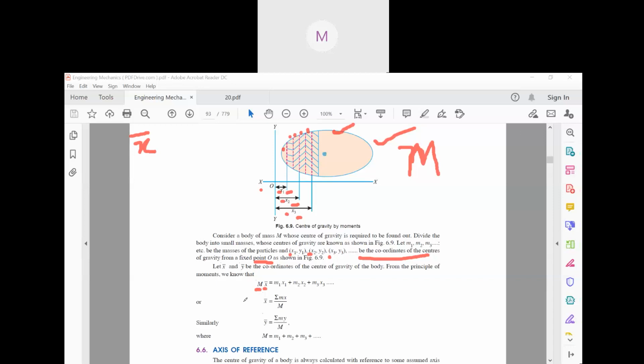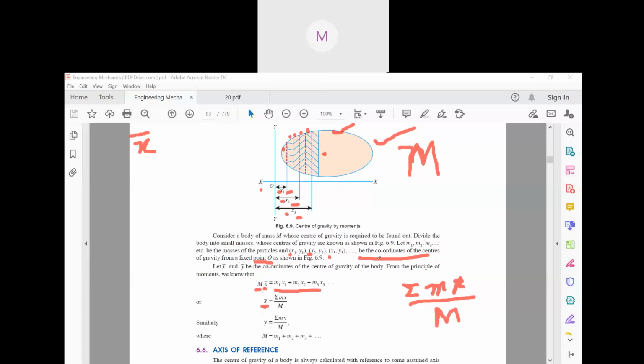Now we can write what? This m1 x1, m2 x2, m3 x3 means sigma, which means summation, right? Summation of m into x. Now we are required to find what? X bar. X bar means the position of this center of gravity, right? Therefore we will divide it by the whole mass m.